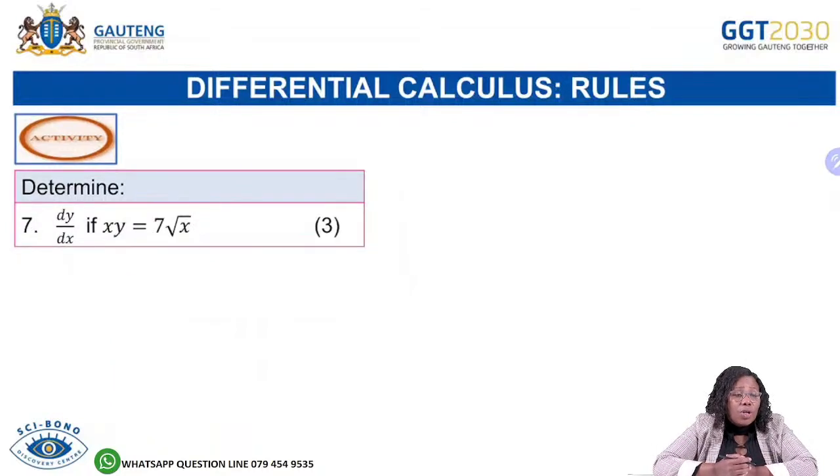Move on to number 7. With number 7, we are given that dy/dx if xy is equal to 7 square root of x.